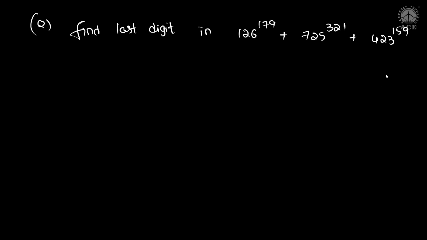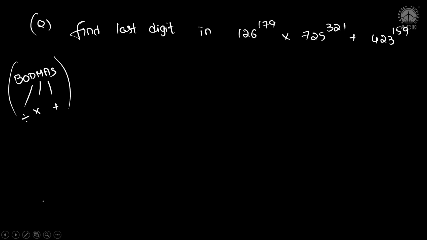Okay, I want the final answer here. I'll just put multiplication between them, so that you have a scope to learn something. By default, when you have multiple operations, we should apply the BODMAS rule. Multiplication first, then addition will come into the picture. Whenever you have to do multiple operations, you have to follow the BODMAS rule.